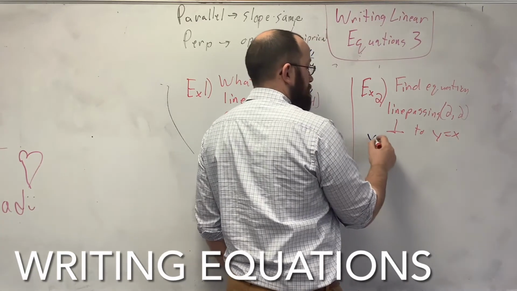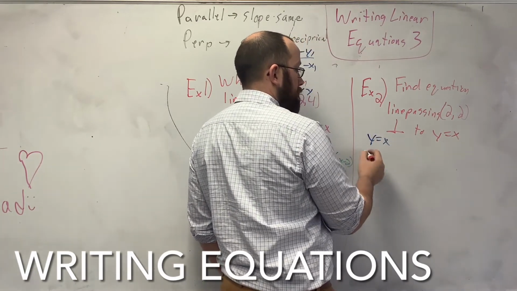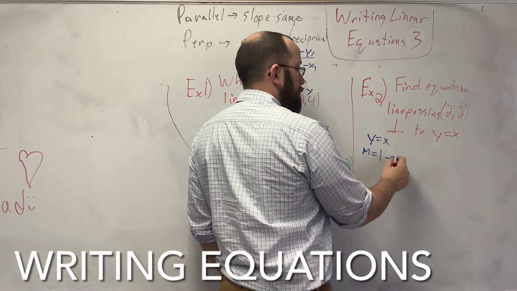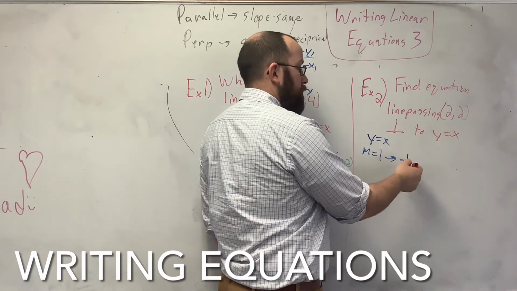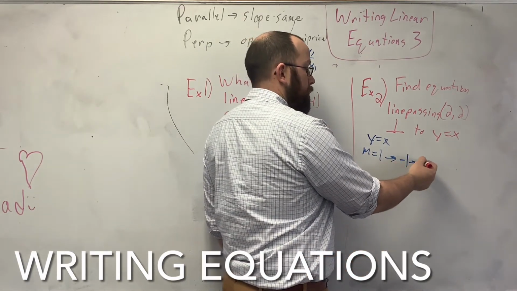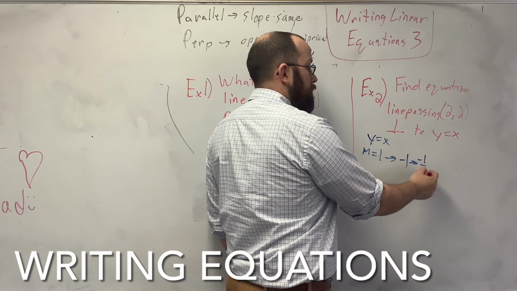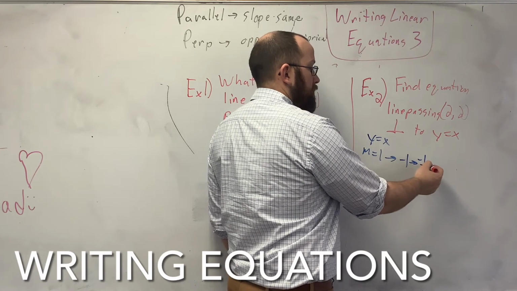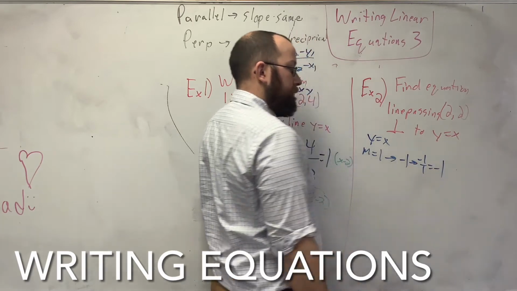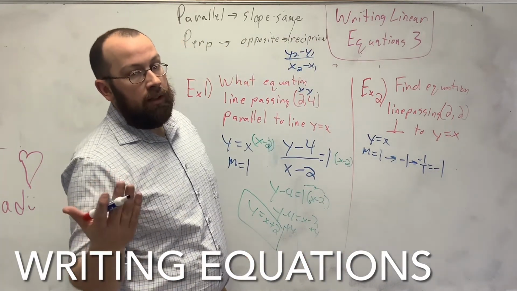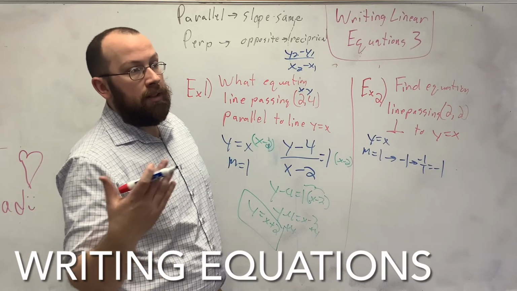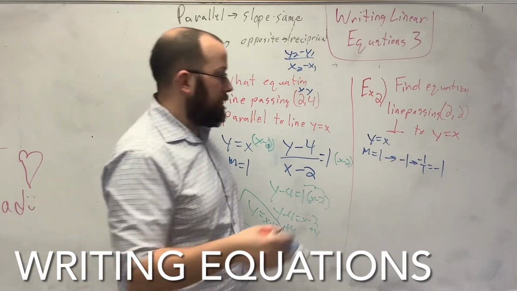So this is the same equation from before. So my slope is 1. And I take the opposite. What's the opposite of positive 1? Negative 1. Then you take the reciprocal, which gives you negative 1 over 1, which is still just negative 1. So a line perpendicular to the slope of 1 has a slope of negative 1.